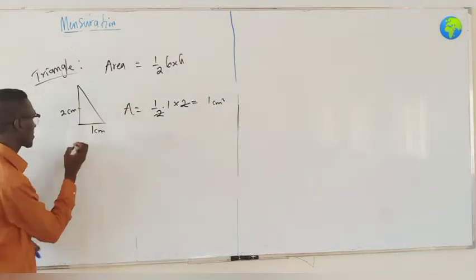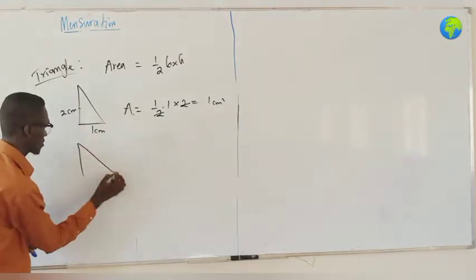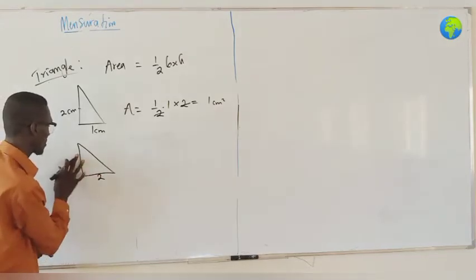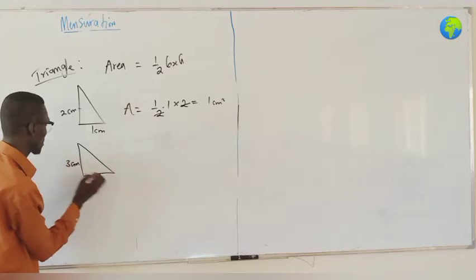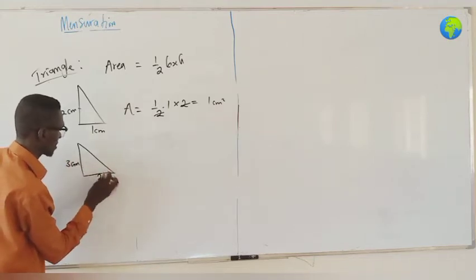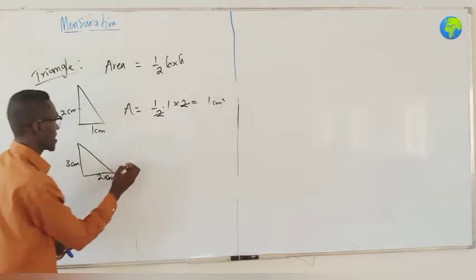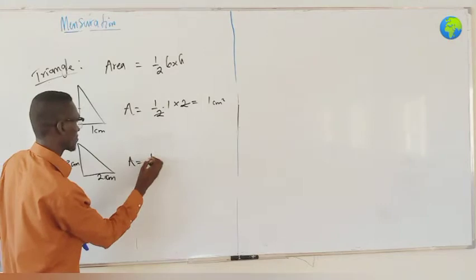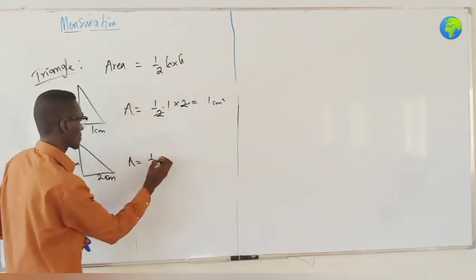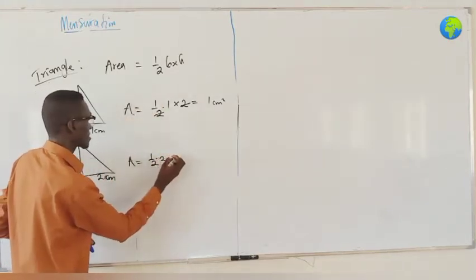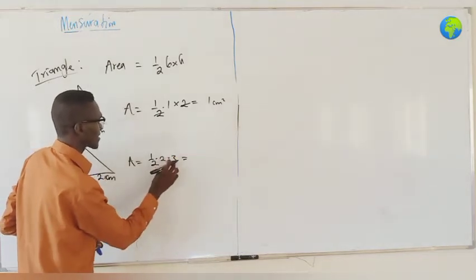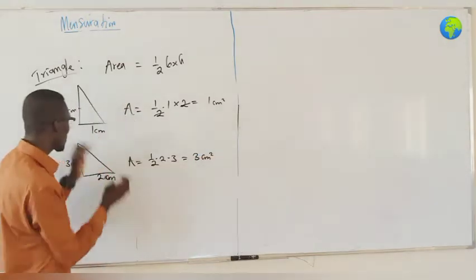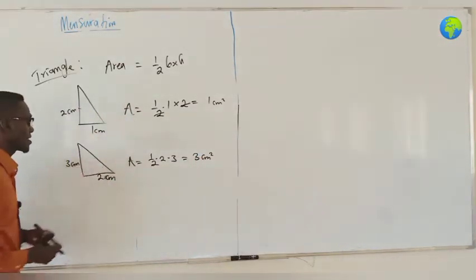So let's solve one more example. Let's assume you have just this right angle triangle and you are given 3 centimeter, 2 centimeter, and you are told to find the area. The area of this is just going to be 1 over 2 base, which is 2, times the height, 3, which equals 2 times 3, 6. 6 divided by 2, this is going to be 3 centimeter square. But this is just a simple way of calculating the area of a triangle.